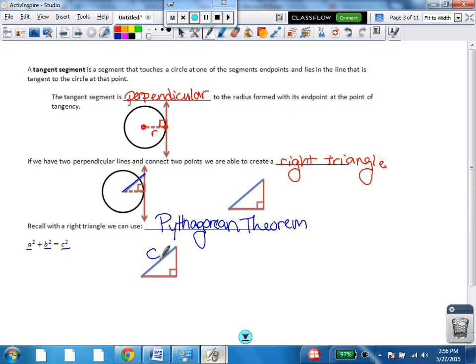Now, the other two sides, the legs, can be interchangeable. So it can be a and b or b and a. Doesn't matter how you add them and square them. Doesn't matter whatsoever. Now, let's try a practice problem with this.